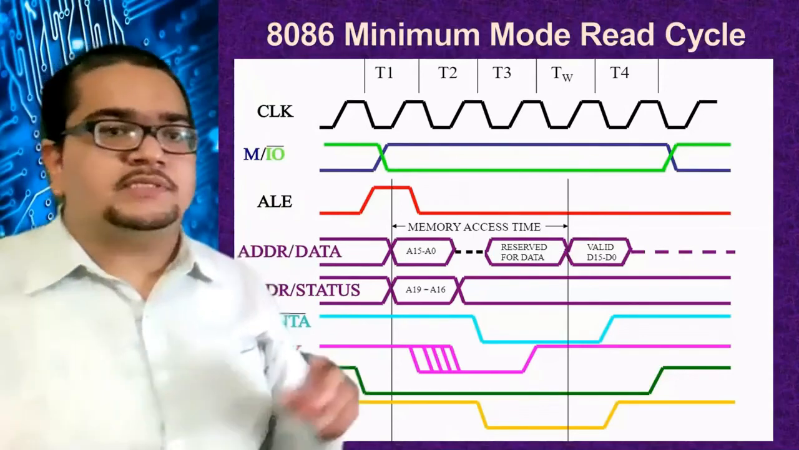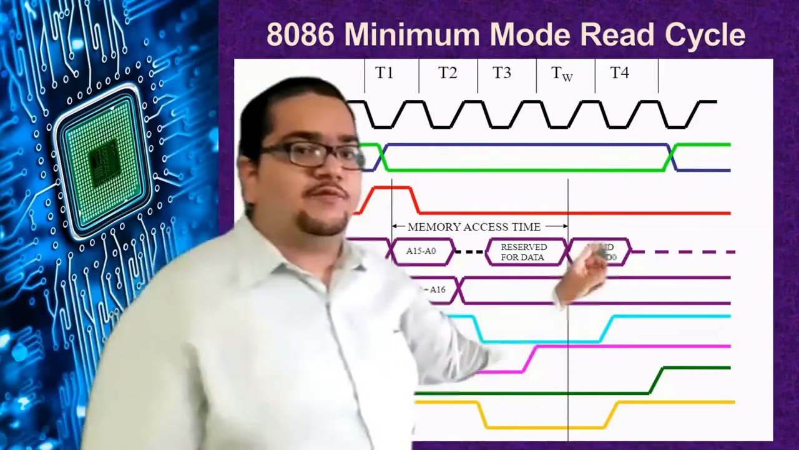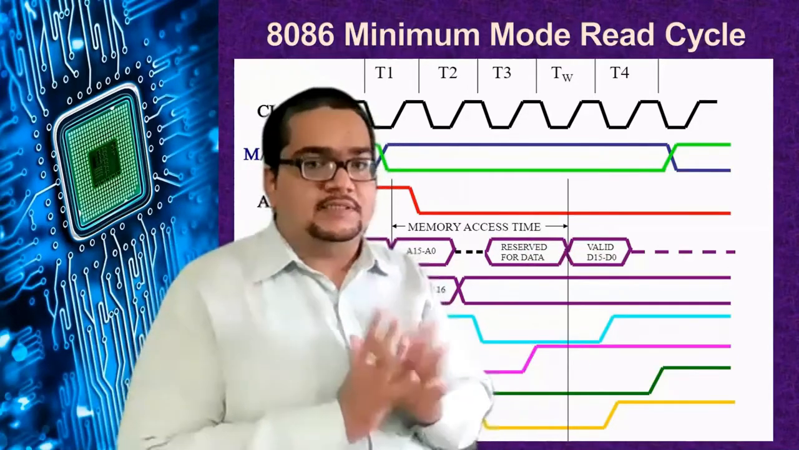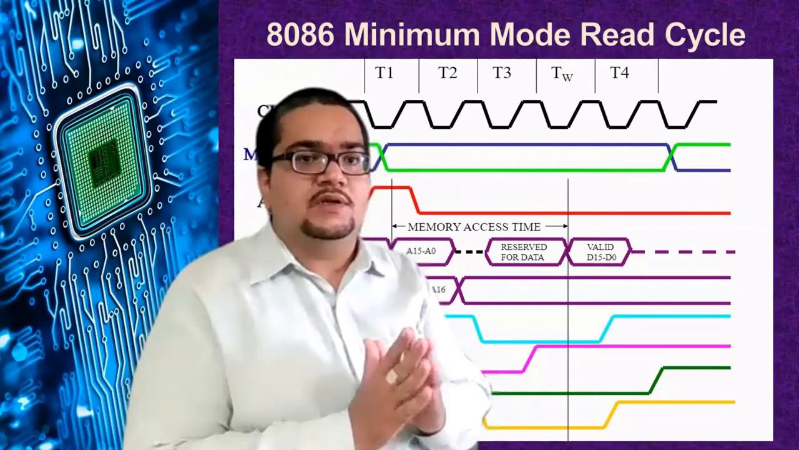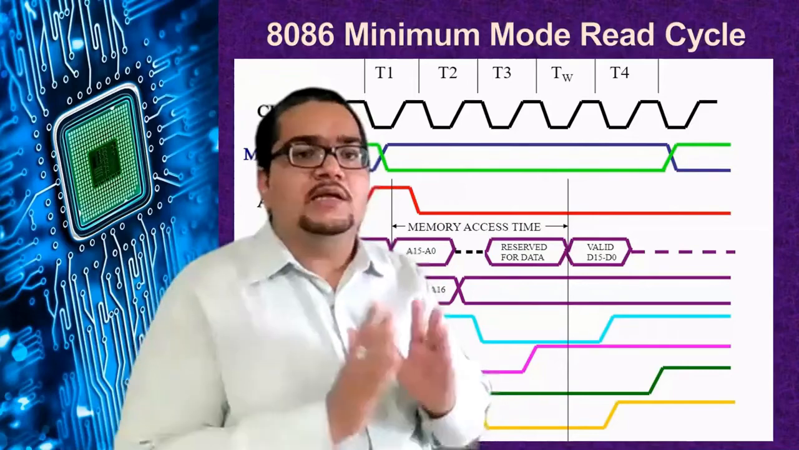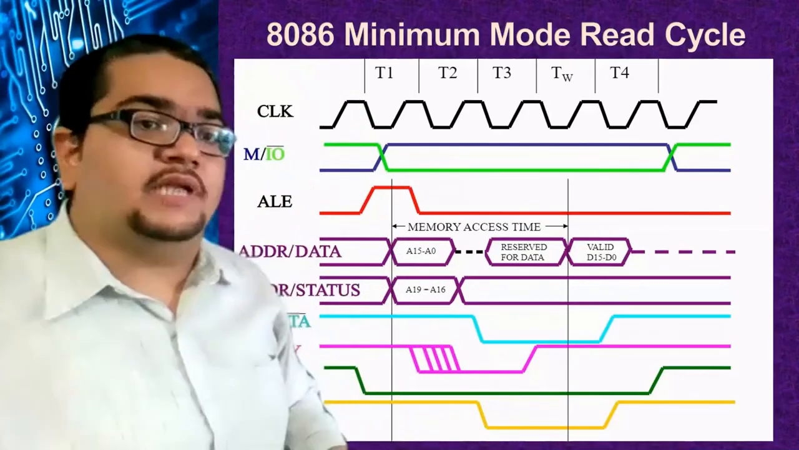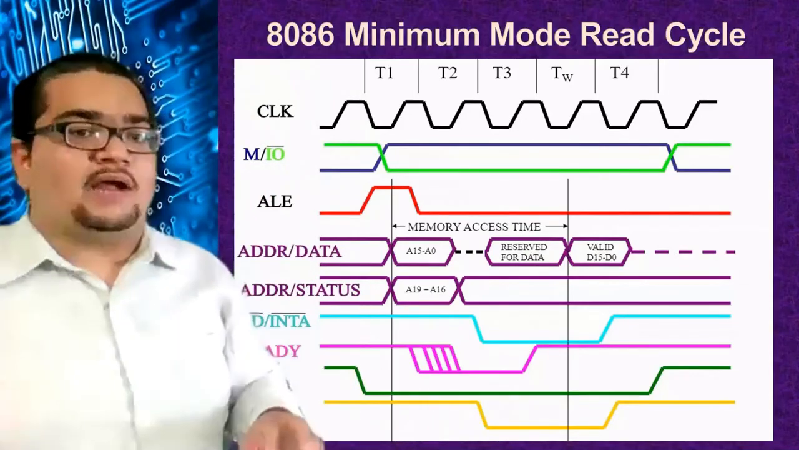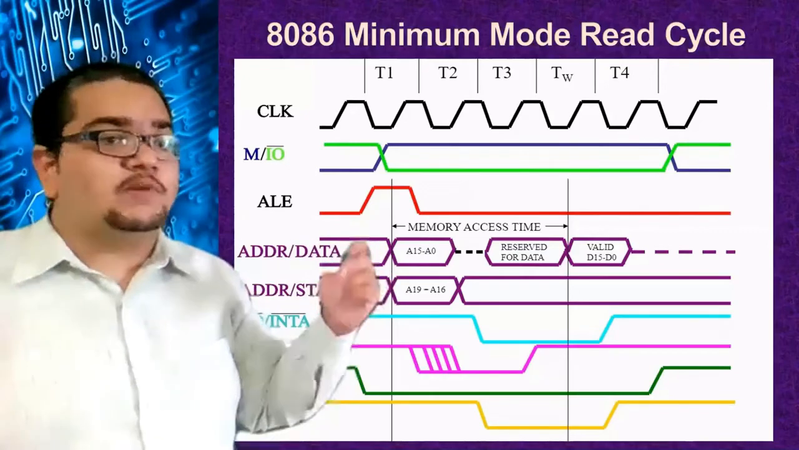Same thing happens towards the end of T4. After T4, at the time of TW and T4, it contains the data on these lines. Once T4 ends, we'll be having a transition again on these lines. So these lines will be having an address on them again.